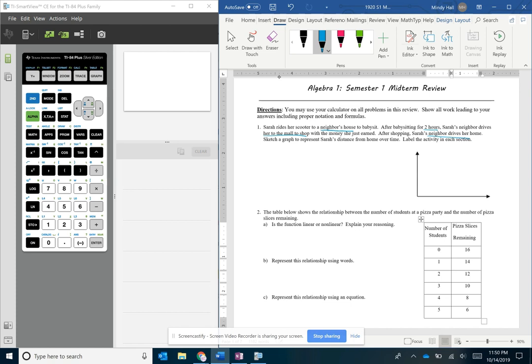So we want to sketch a graph to represent Sarah's distance from home over time, and we're going to label each activity. When you are labeling the activity, you have an option. You can either number it up in the problem itself, or you can write the list out at the bottom. Because we are sketching her distance from home over time, her distance from home is going to depend on the time. So time is our independent variable, which means it is our x-axis, and distance is our dependent variable, so that is our y-axis.